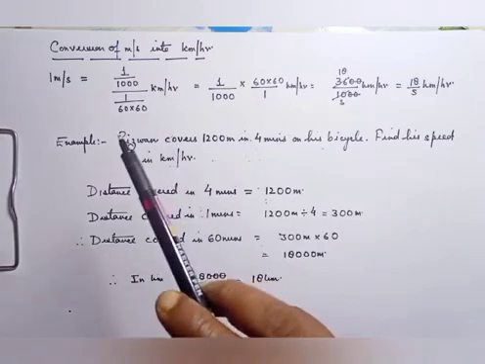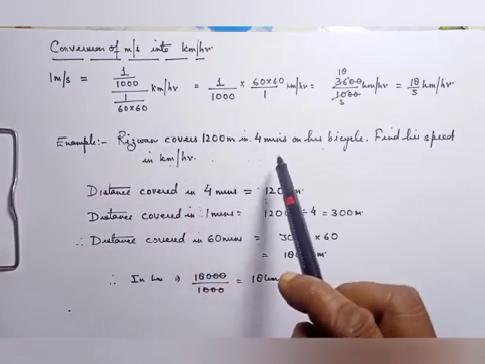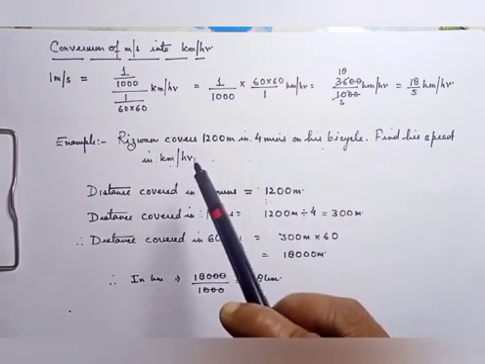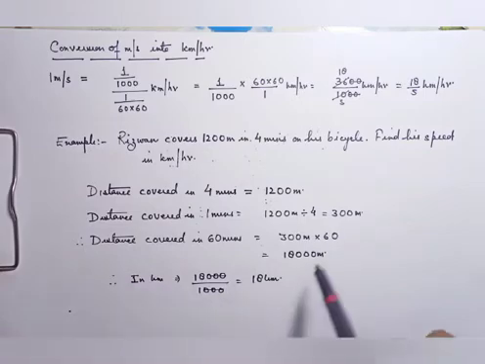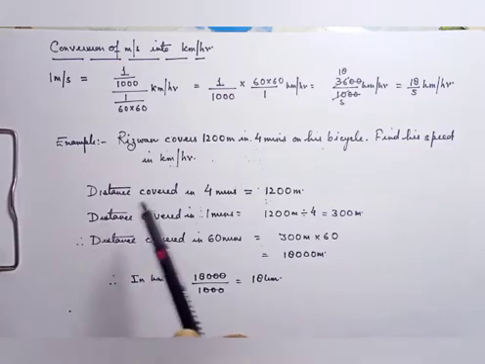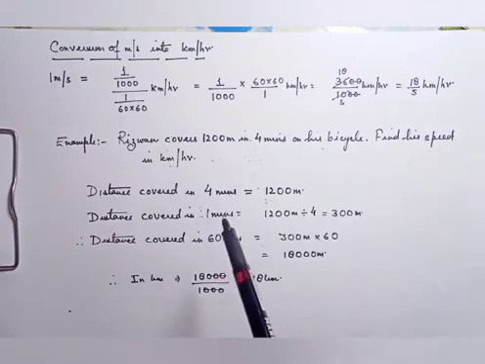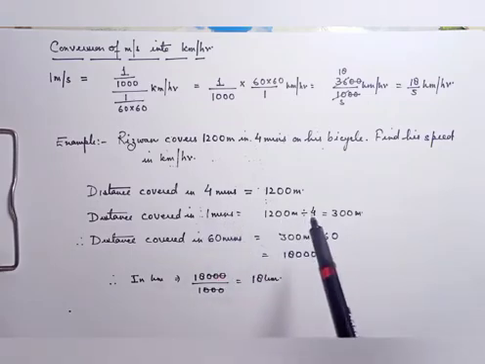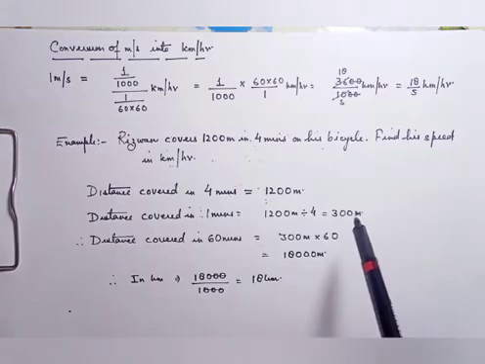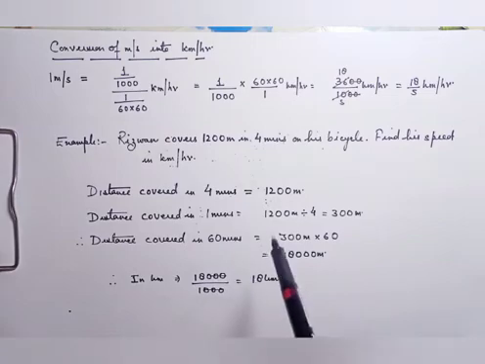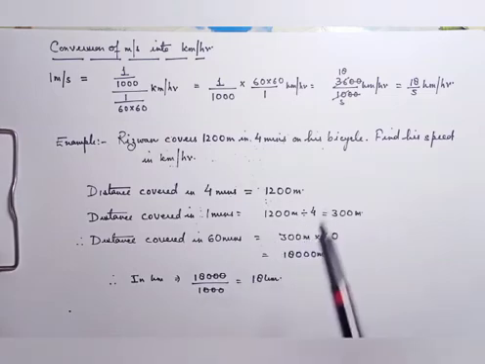Let us see one example. Rizwan covers 1200 meter in 4 minutes on his bicycle. Find his speed in kilometer per hour. Now this question I am going to solve with the help of a unitary method. So the distance covered in 4 minutes is 1200 meter. So the distance covered in 1 minute will be 1200 meter divided by 4, which is equal to 300 meter. Therefore distance covered in 60 minutes is equal to 300 meter multiplied by 60, that is 18,000 meter.